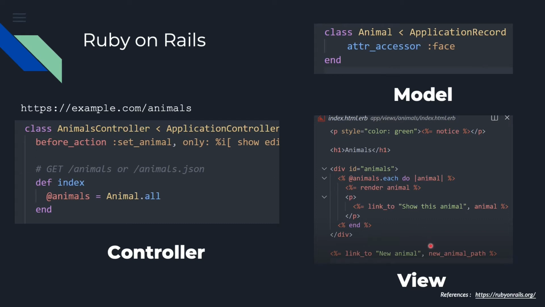Then finally we have a view, which is an html.erb file. ERB here stands for embedded Ruby, and it allows you to render your data dynamically inside your HTML file. Rails is very opinionated because although you can achieve a lot of functionality with very little code, too much magic is considered a bad thing by some software developers.